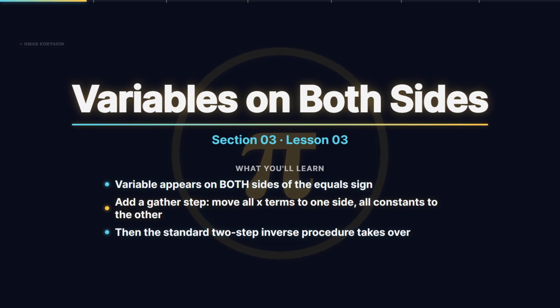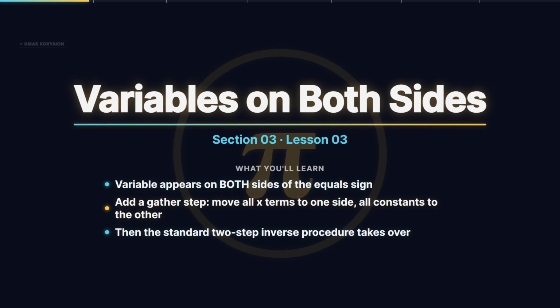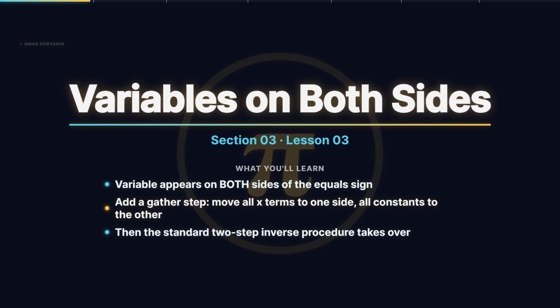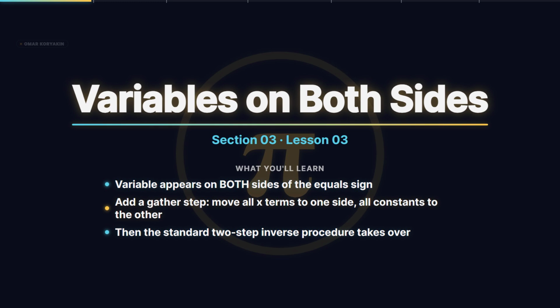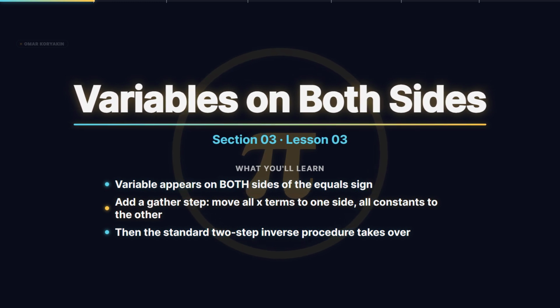Subtracting 5x from both sides instead would leave negative 3x on the right, which works mathematically but introduces an extra negative sign step at the end. Always choose the gather direction that produces a positive coefficient when you have a free choice.